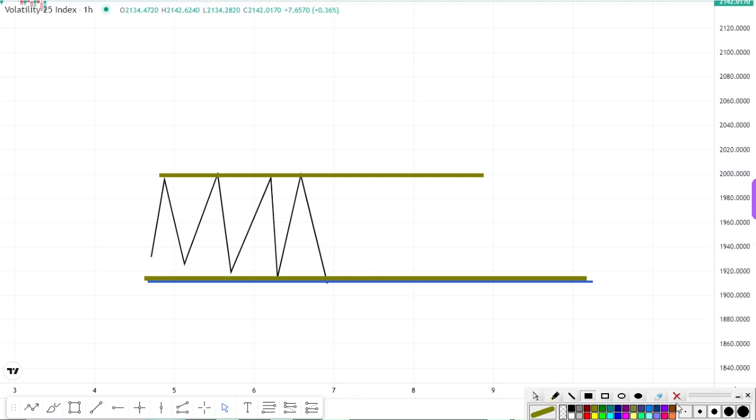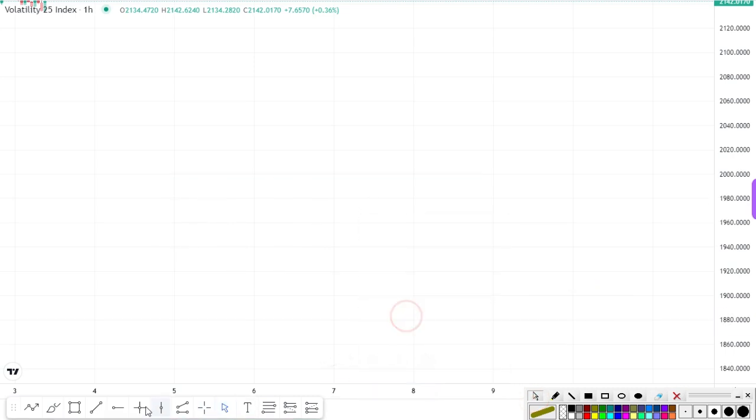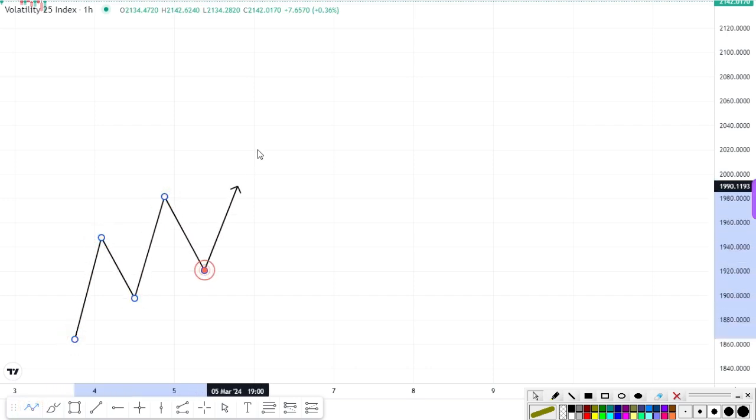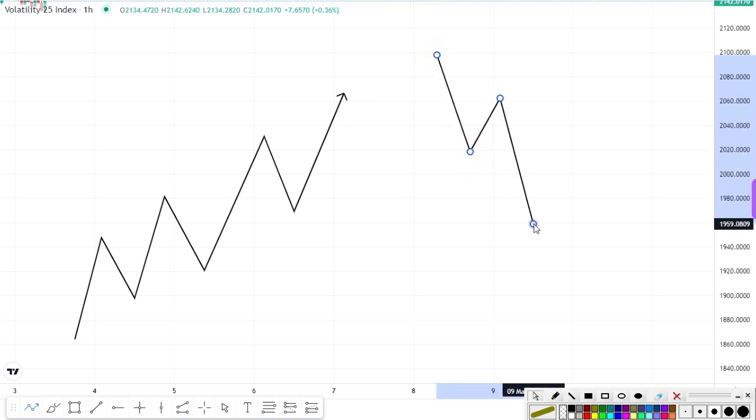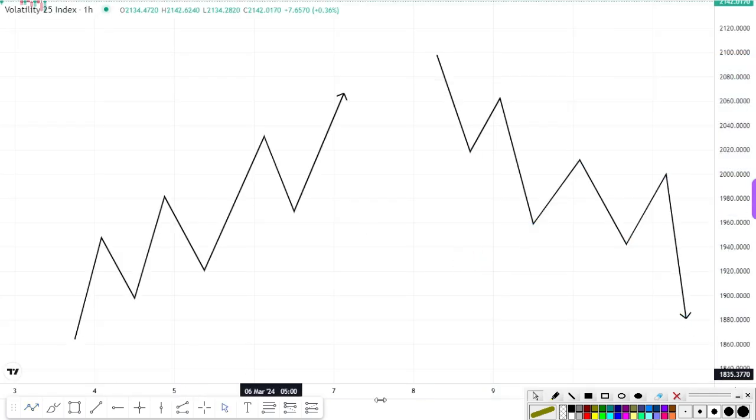Another way to identify this is when the price is trending. Let's say the price is pushing up this way, or let's say the price is pushing down also. So liquidity is resting below here. We have liquidity here, here, here. So these are the points where liquidity is resting.